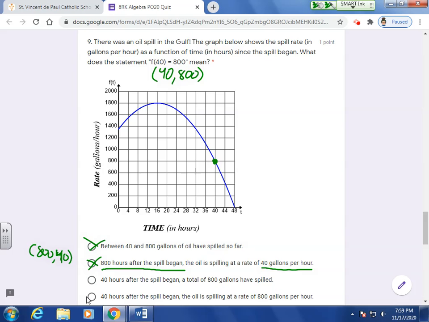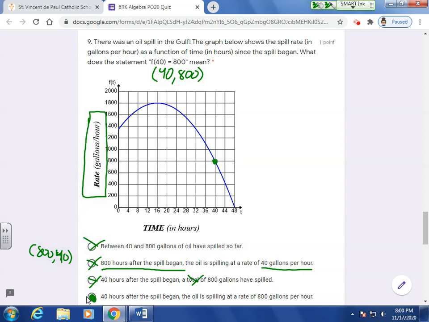The third one, 40 hours after the spill began, a total of 800 gallons have spilled. This labeling here is important. That y-axis does not represent how many gallons total. It represents the rate at that particular time, the rate at which the oil is flowing from the rig. So it's not 800 gallons 40 hours later, it's 800 gallons per hour 40 hours later. Okay, so because it's not a total, that's why this one's out, which leaves D as the correct answer.